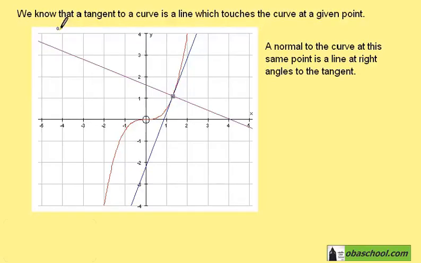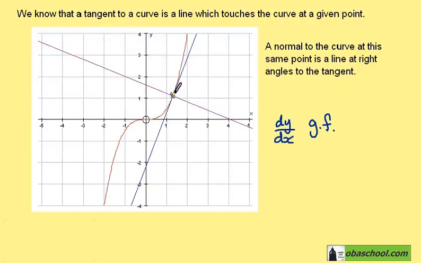We know that a tangent to a curve is a line which touches the curve at a given point. And we also know that dy/dx is the gradient function for a curve. In other words, dy/dx tells us the gradient of a curve at any point. If we have a particular point, we can substitute the value of x in to find the gradient at that point.